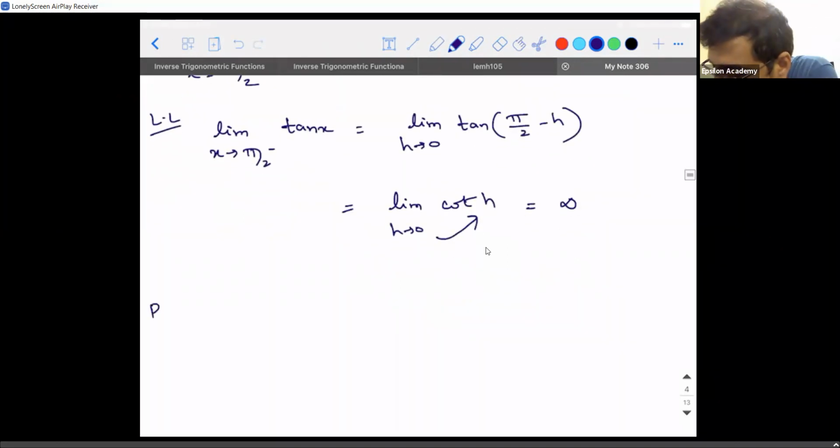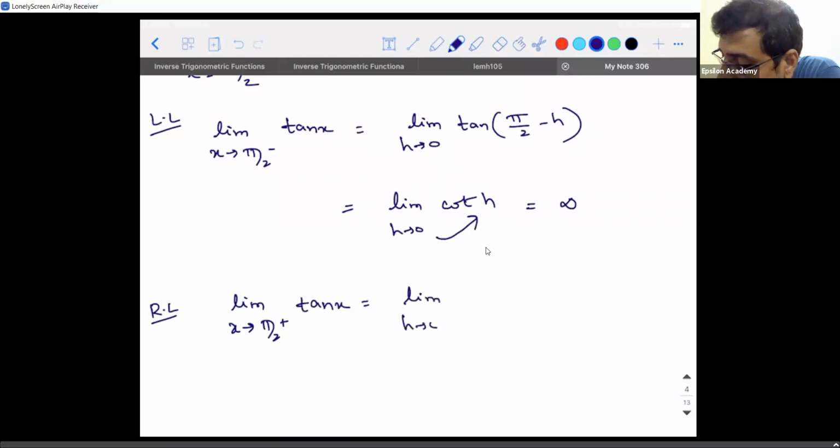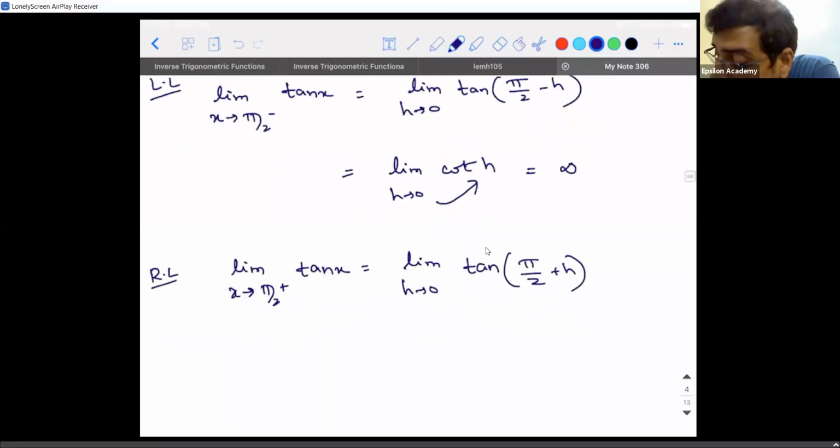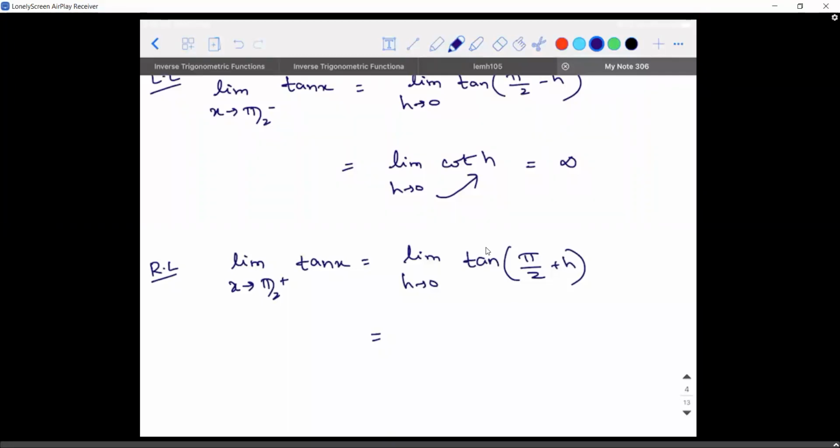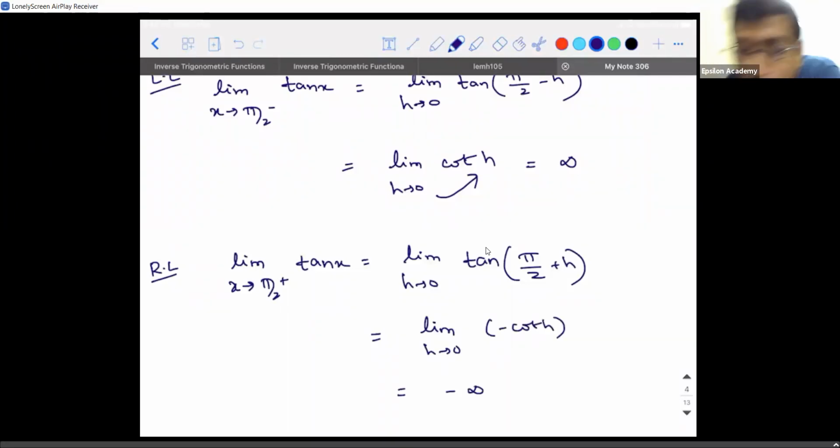Right limit is what? Limit x tends to pi by 2 plus of tan x. So limit h tends to 0, tan of pi by 2 plus h. What is tan of pi by 2 plus h? Minus cot h. So the answer will come out as minus infinity.